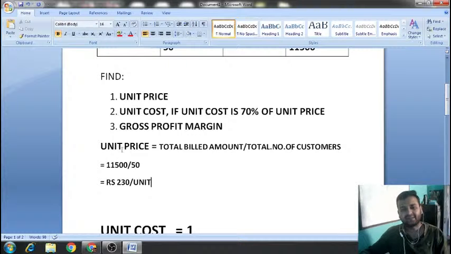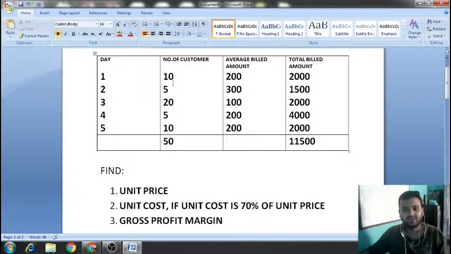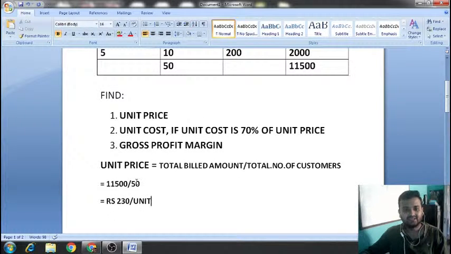Okay? So unit price, the formula is total billed amount divided by the number of customers. That is 11,500 divided by 50. See, this is the total billed amount, the total of this column. That is 11,500 divided by 50. That is 230 per unit. Okay?